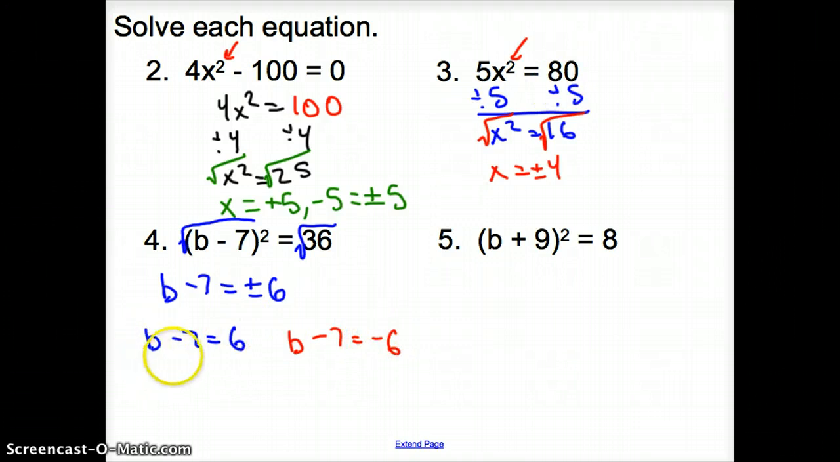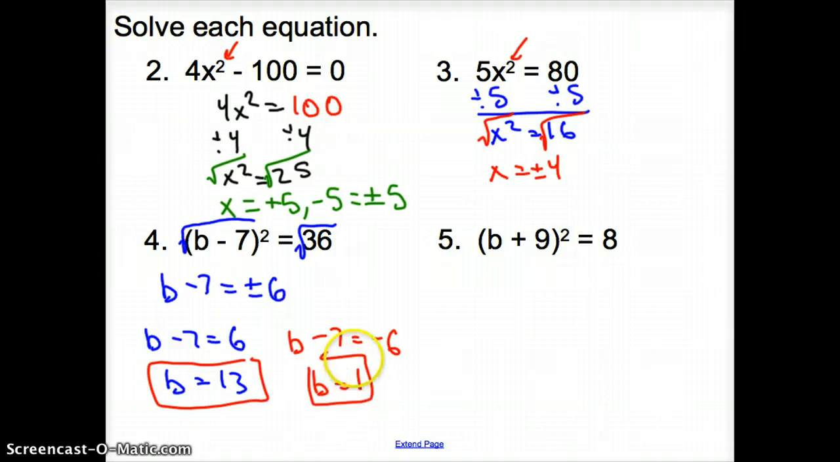Solving for both of those b's, we add these 7 over to get b equals 13. And then here in the red, we add the 7 over to get b equals 1. So now for number 4, we have two solutions. Those solutions are b equals 13 and b equals 1.